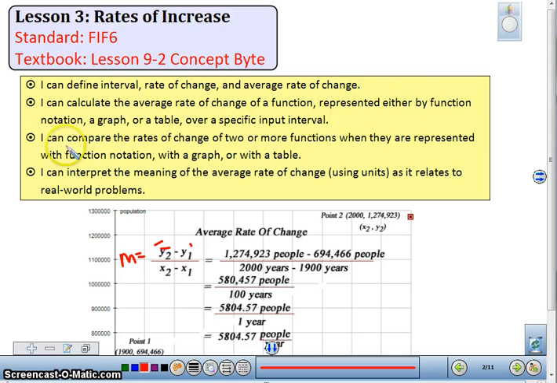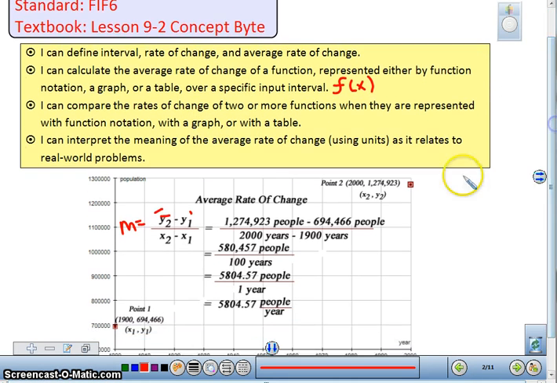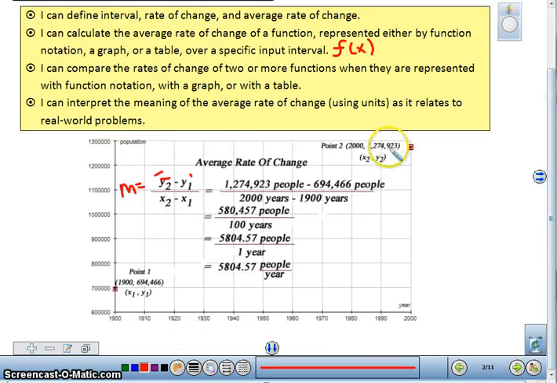Representing either the function notation, so remember function notation is when we talked about the f of x. How does it look in a graph, a table, and then as we are looking at specific inputs in an interval, we're going to compare our rates of change for 2 or more functions. And if you look in your textbook, this is 9-2, the concept bytes. And then I can identify and interpret the meaning of the average rate of change using units in a real world problem.